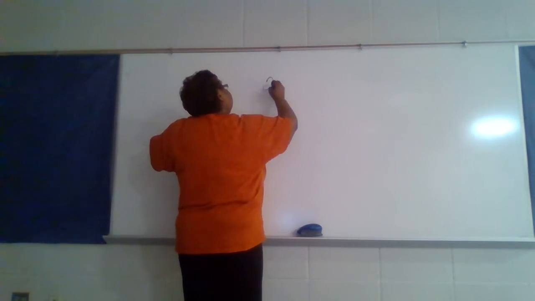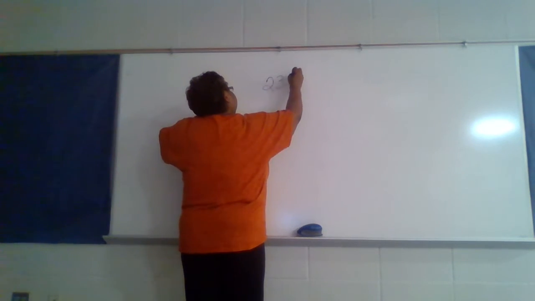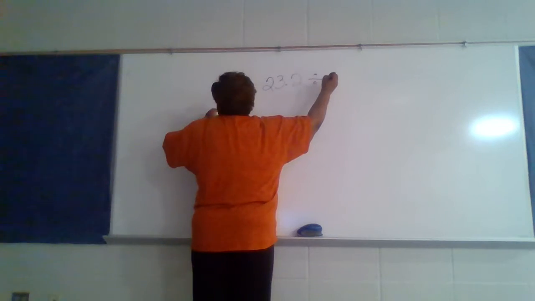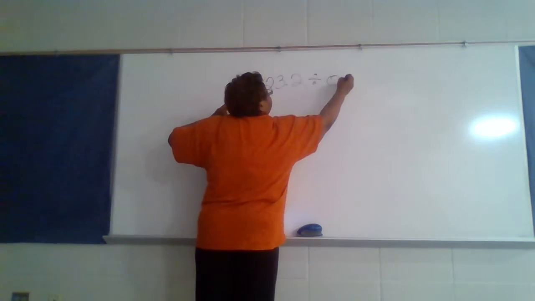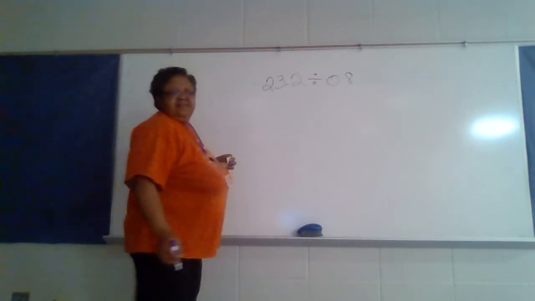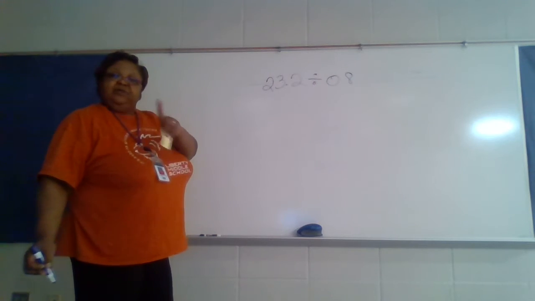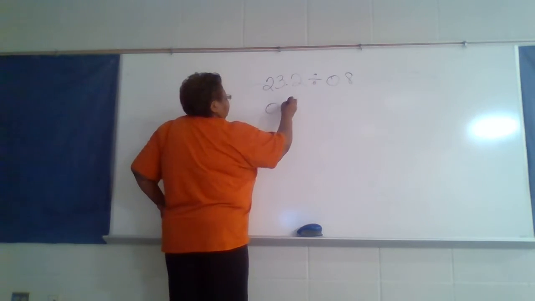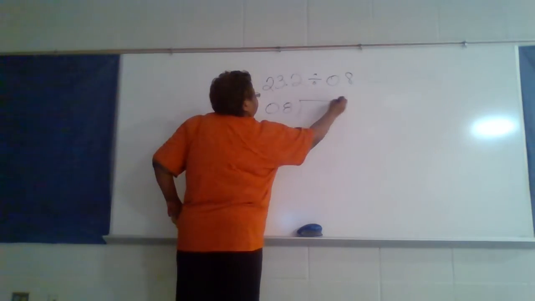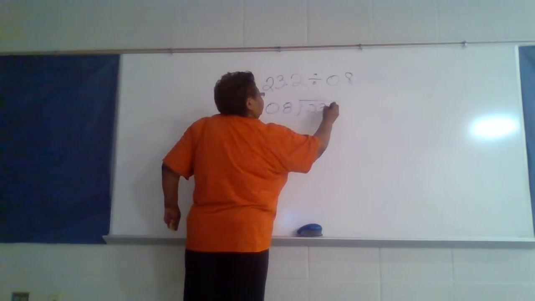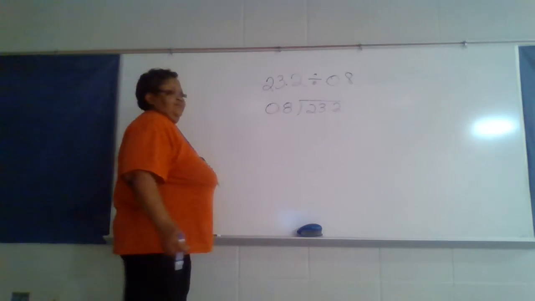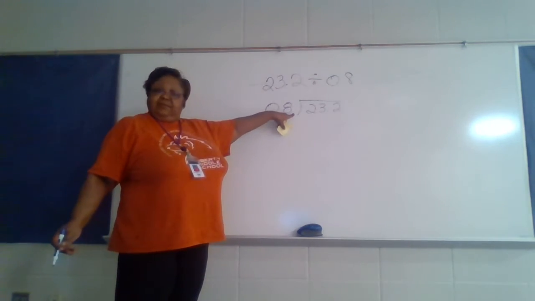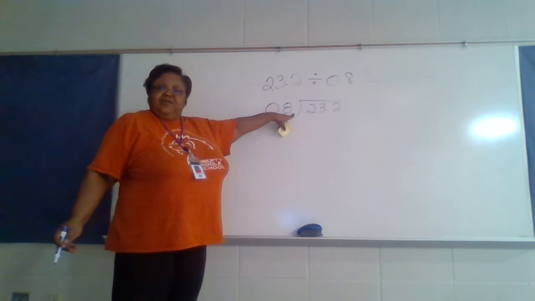Okay, so this one says 23.2 divided by 0.8. So step 1, rewrite it in long division. So we have 0.8 into 23.2. Now we have to move this decimal here to make it a whole number.